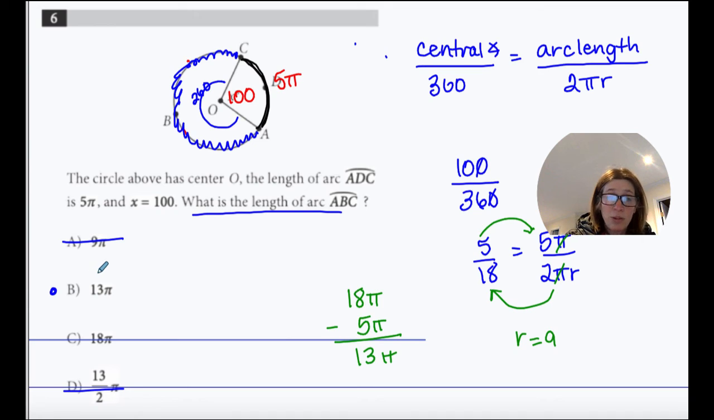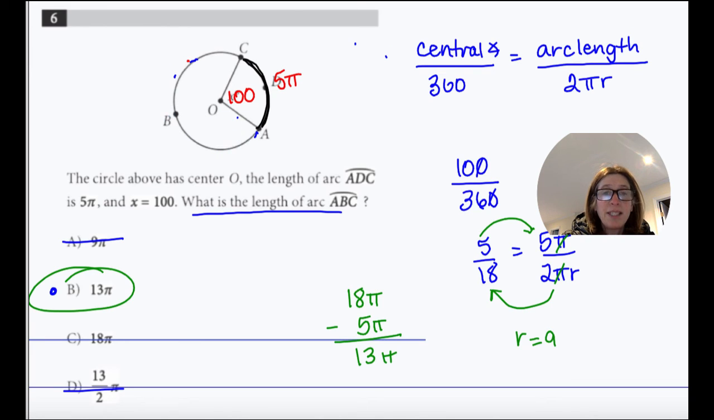So my guess was right. Now let's go through that guess one more time, just to make sure you see what I was talking about there. If this piece of the arc is 5 pi and it's with a 100-degree angle, if I drew in another 100-degree angle, like that, well, that would be 5 pi. If I drew in another 100-degree angle, like that, that would be 5 pi. And I'd have 60 degrees left.